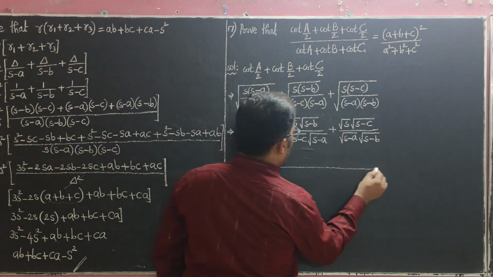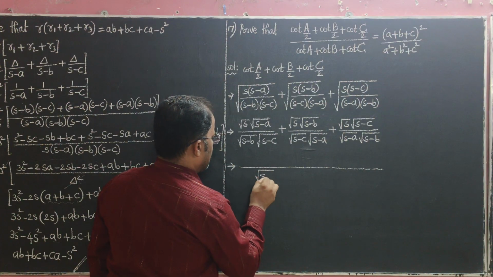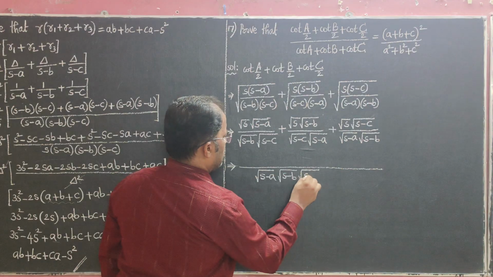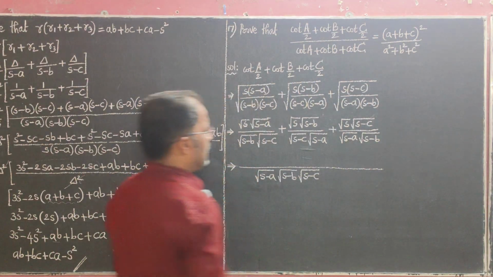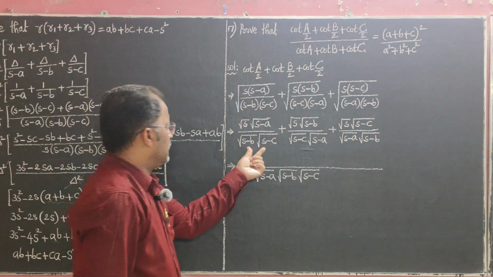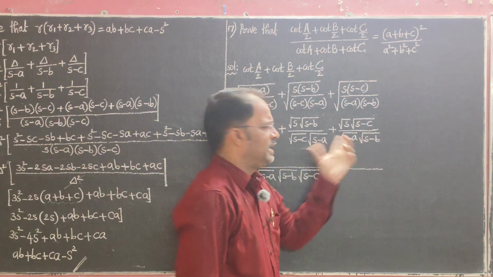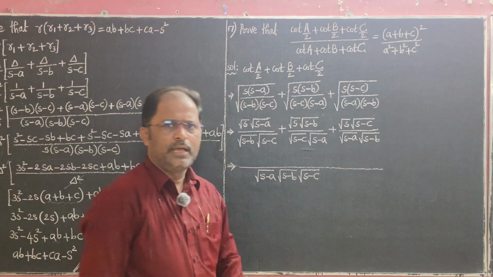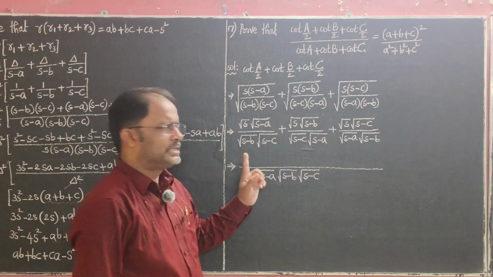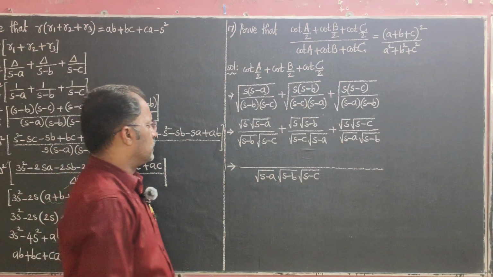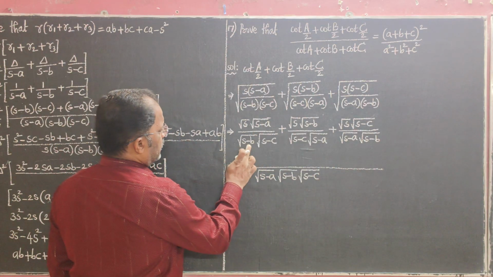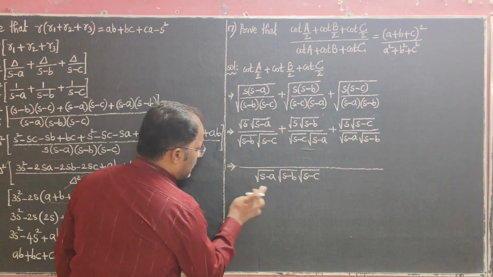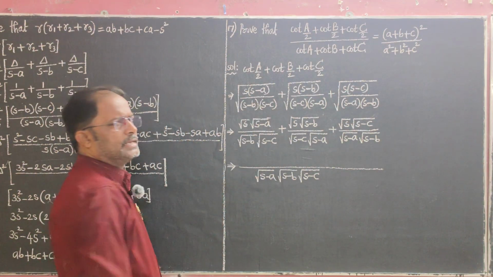LCM is: square root of s minus a is a different term, s minus b is a different term, s minus c is a different term. So the LCM of the denominators, bc term, ca term, ab term, means individual separate terms: root s minus a, root s minus b, root s minus c. So square root of s minus a, square root of s minus b into square root of s minus c. See, square root of s minus b is there, square root of s minus c is there. What is missing in the first denominator? Square root of s minus a is missing.